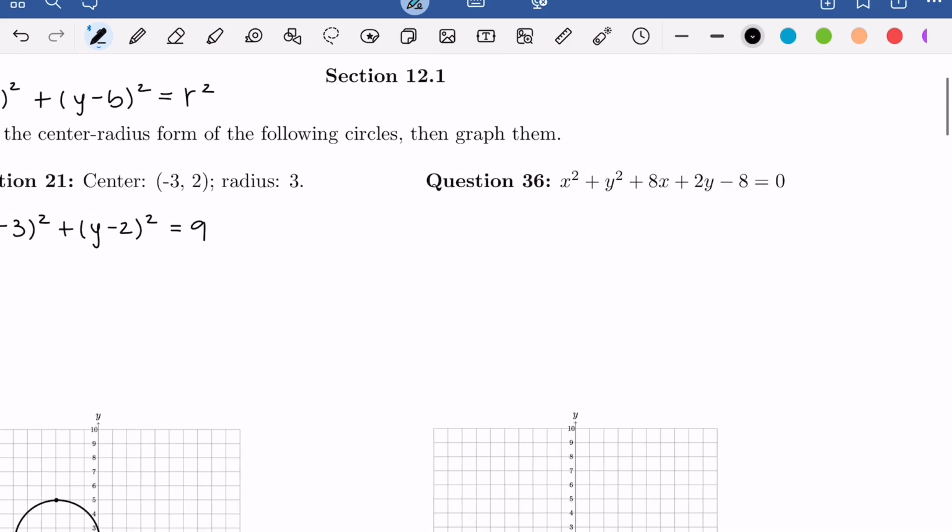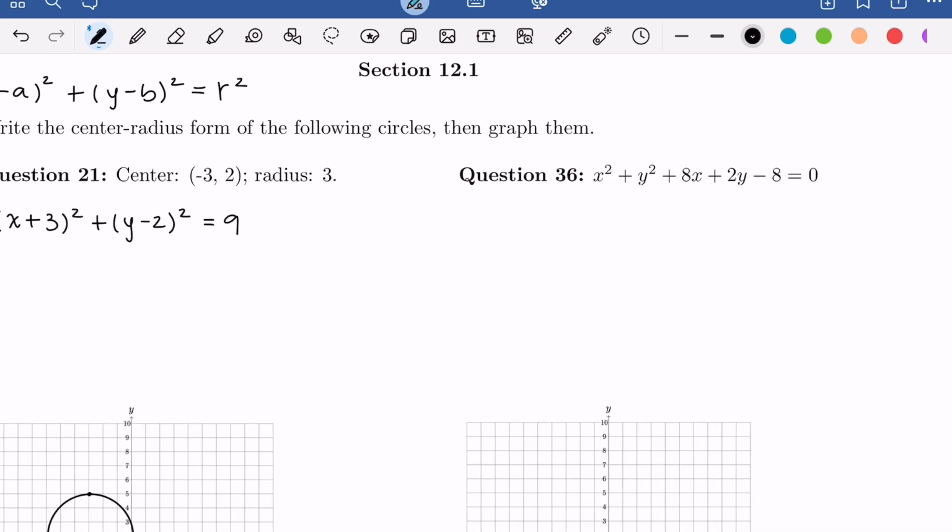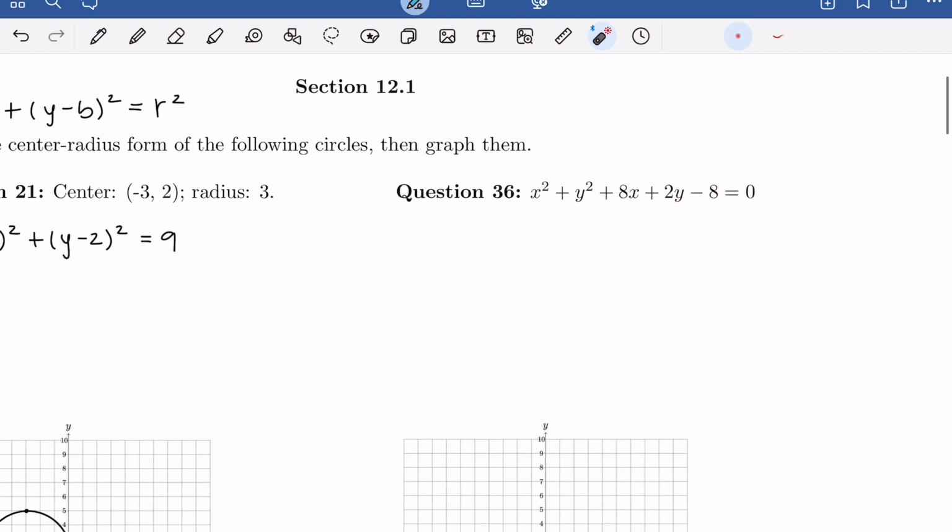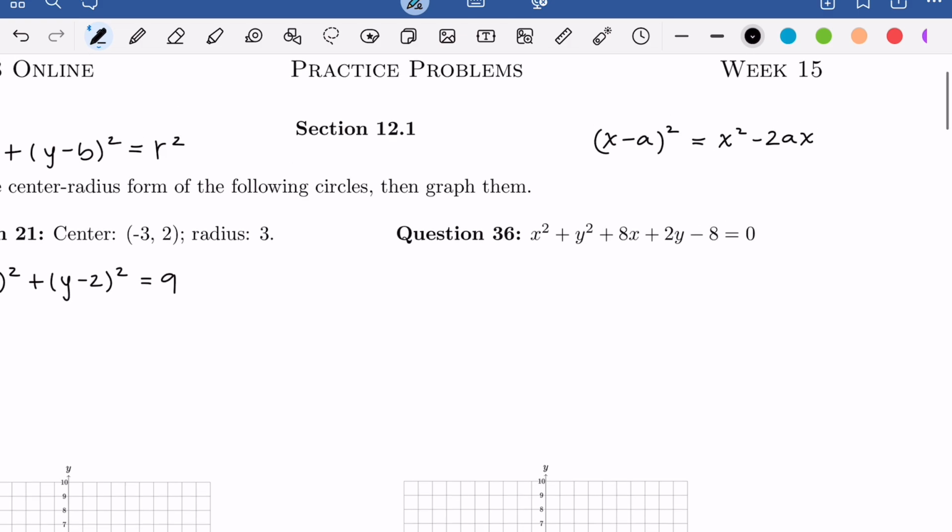Now for question 36, we again want to write this in center radius form and then graph it. But this one is a little more complex. In order to write this in center radius form, we're going to complete the square. Remember, the whole point of completing the square is to rewrite an equation to be a perfect square trinomial so that we can factor it. We know perfect square trinomials have this form, where we have x minus a squared, and this is going to be equal to, for example, x squared minus 2ax plus a squared. This is a perfect square trinomial.